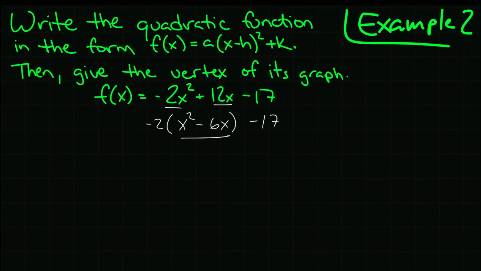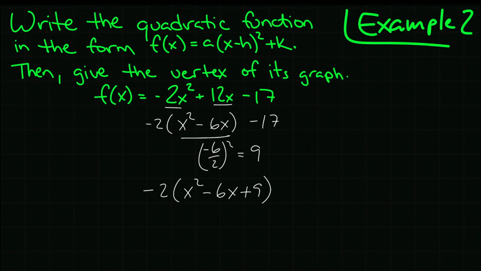I then complete the square. For that, take the b term, divide it by 2, and then square it. The b term divided by 2 is negative 6 divided by 2, squared. That's negative 3 squared, and that's going to be positive 9. So inside the parentheses, we have x squared minus 6x plus 9.